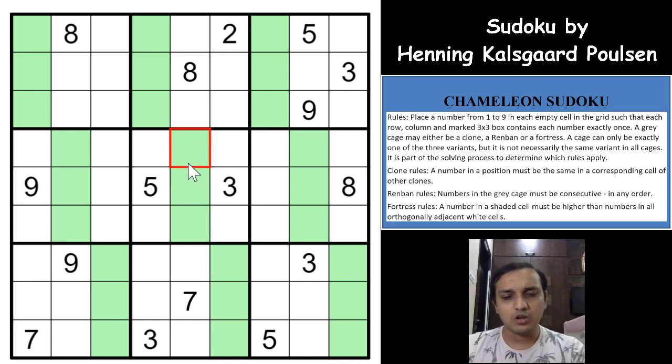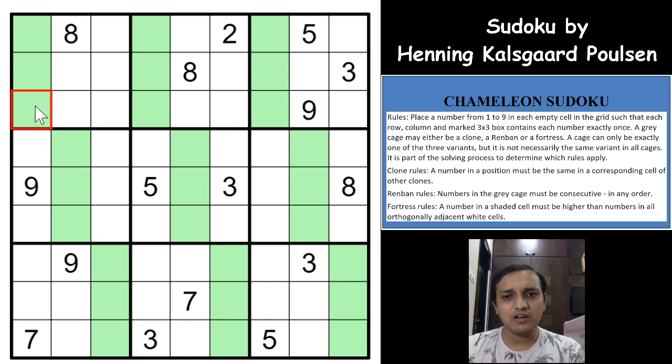The third is the clone rule. According to the clone rule, whatever digits you have in the shaded cells, there will be a clone region of the same digits somewhere in the grid, which will have the same set of digits in the same place. So for example, if you have a 3, 1 and 2 here, you will have the same set of digits in the same place somewhere, maybe 3, 1 and 2 here, and these are clones of each other, right? So this is called a clone rule, which means if you have a clone in one of the regions, you can be sure that you will have another clone somewhere in that Sudoku, right?